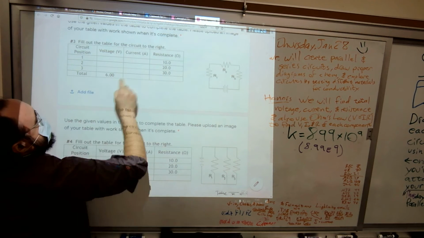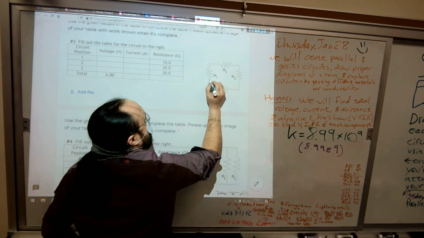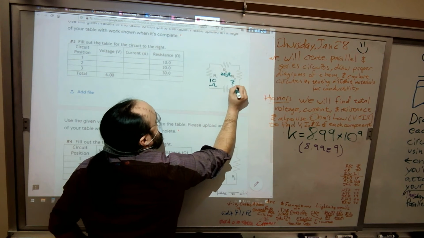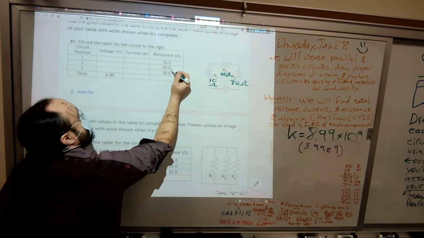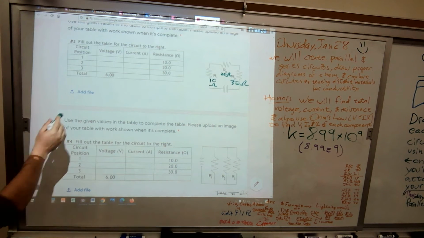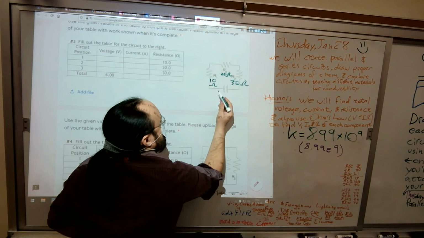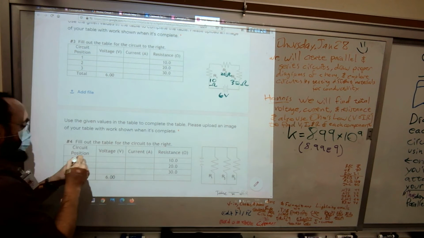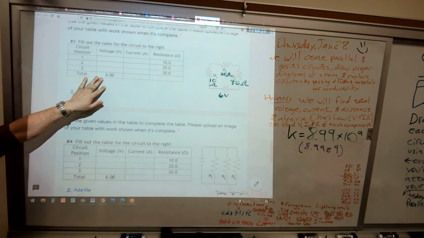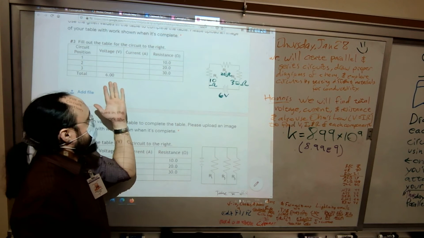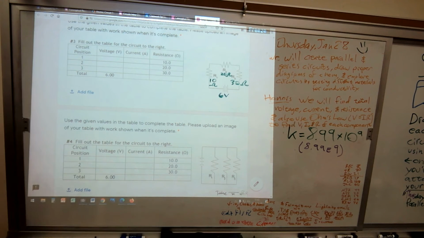Circuit position 1, the resistance is 10. That means that R1 here is 10 ohms, and R2 here is 20 ohms, and R3 here is 30 ohms. Oh, it also tells us the voltage. The total voltage is 6, which means that this battery over here is 6. The only reason we can already know that battery is 6 from the total voltage is because there's only one battery. So if the total voltage is 6, that one's the one that's got to be 6.